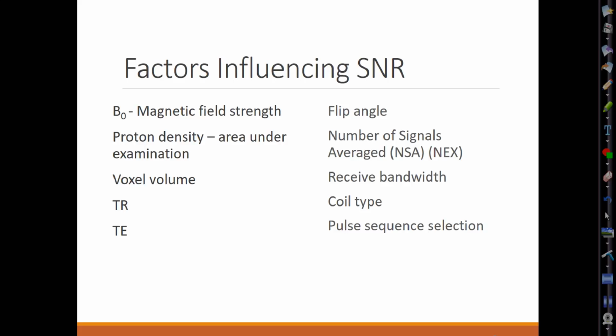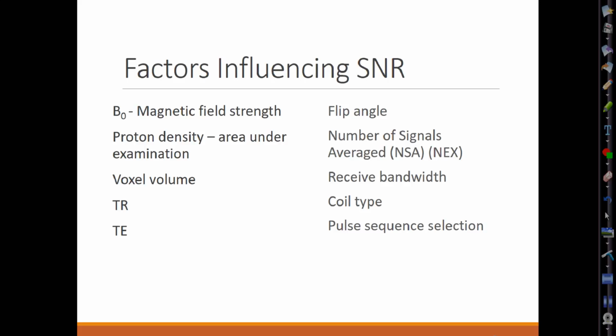So here are the factors that influence SNR. We have our magnetic field strength. So obviously, a 1.5 Tesla is not going to create as much signal as our 3 Tesla magnet. Proton density, is that an intrinsic or extrinsic parameter? Can we manipulate it? Intrinsic. Remember, proton density is an intrinsic parameter along with T1 recovery and T2 decay. Those are things we cannot change.